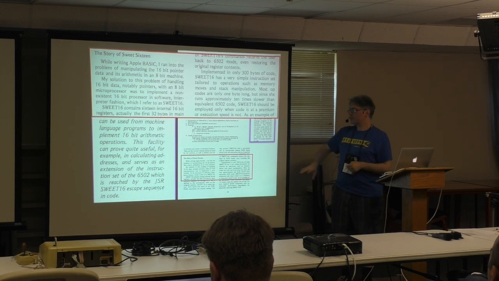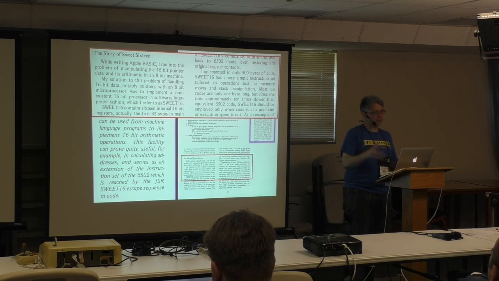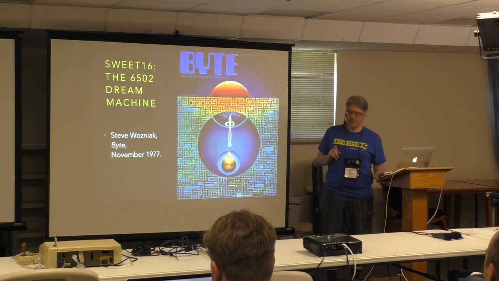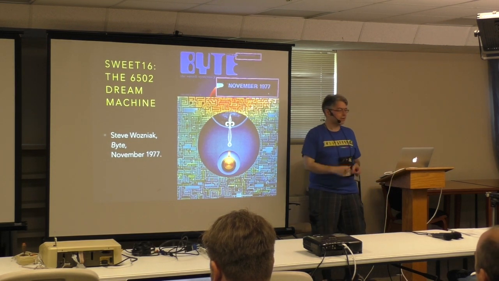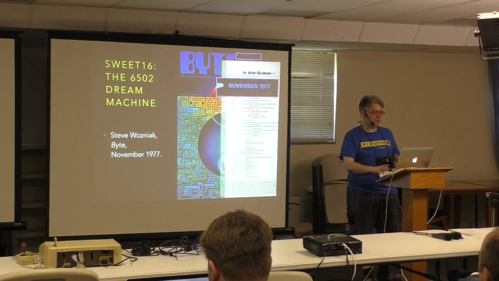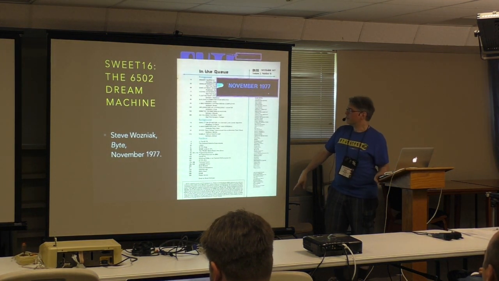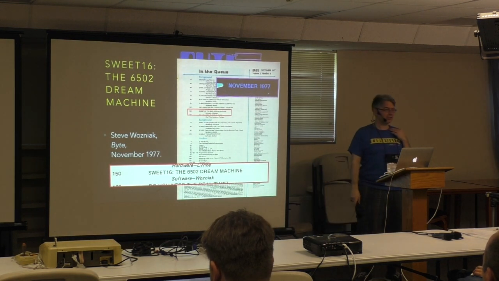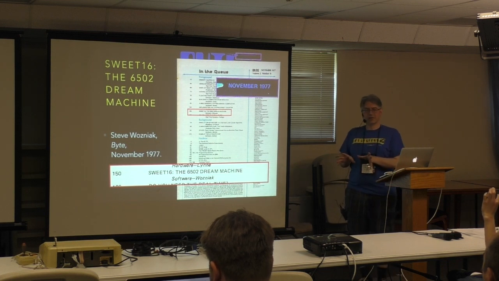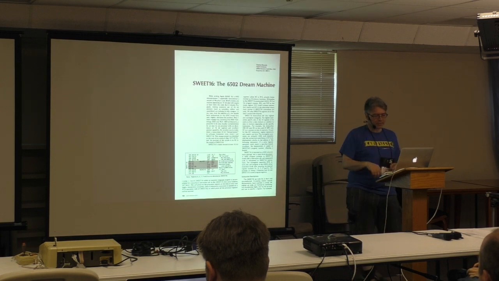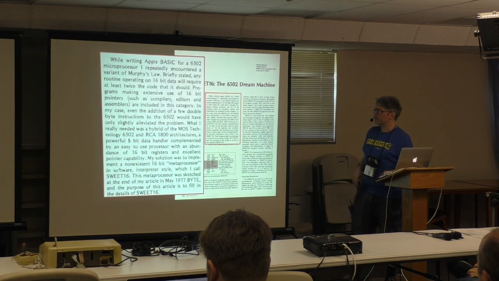By now we've lost track of what this is, but this is the last page of the system description in the May 1977 Byte. Then in the November 1977 Byte, there's a much more elaborate description. This is the canonical reference: "SWEET16: The 6502 Dream Machine." This is Wozniak's article about this. Okay, so here is that article.